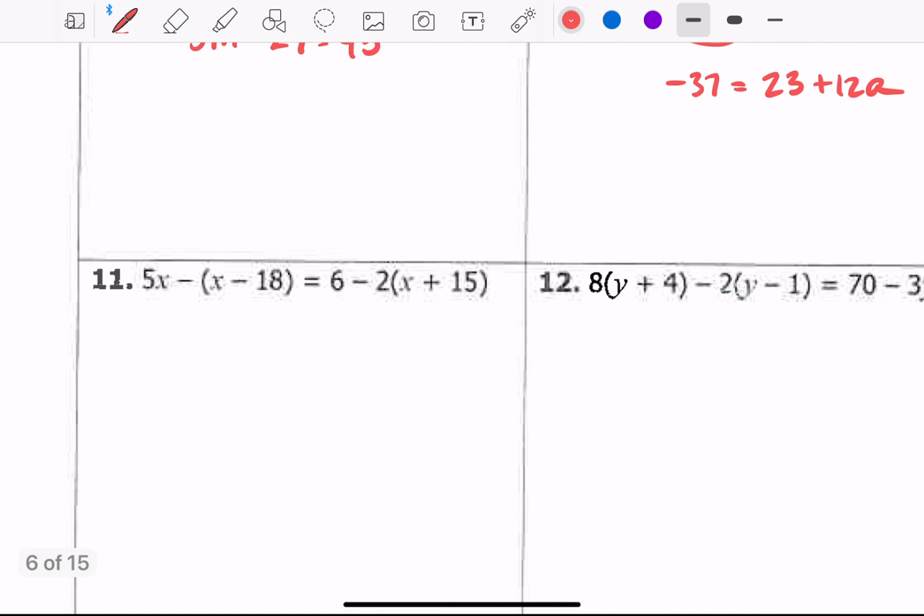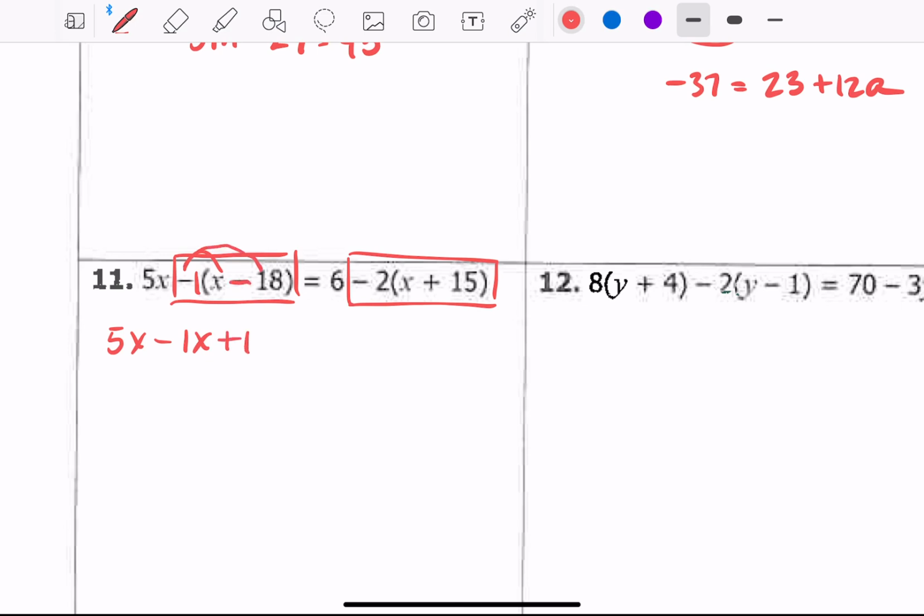And then this next one, I do have parentheses on both sides. So on the left side, I have to simplify this section. And on the right side, I have to simplify that section. Notice those minuses, those subtraction signs, are now part of simplifying the parentheses. So on the left, I bring down the 5x. And then when I simplify this, it's minus 1 times x, which is minus, I'm just going to put 1x. It doesn't matter if you do or you don't. And then negative 1 times negative 18 is positive 18.